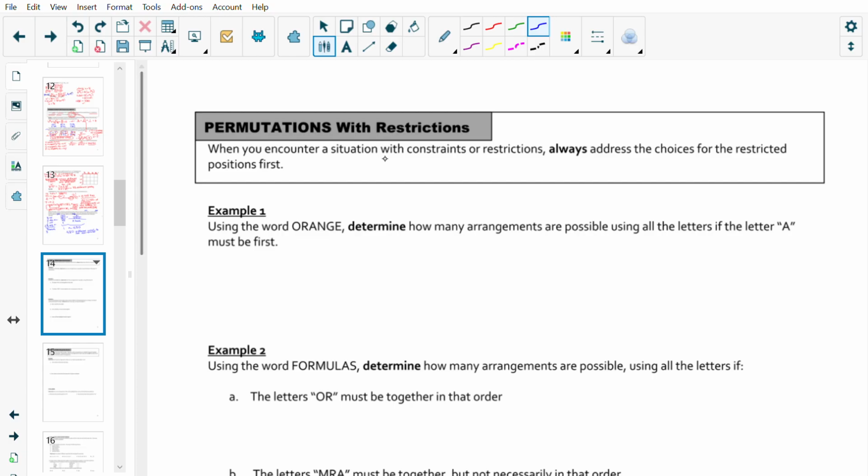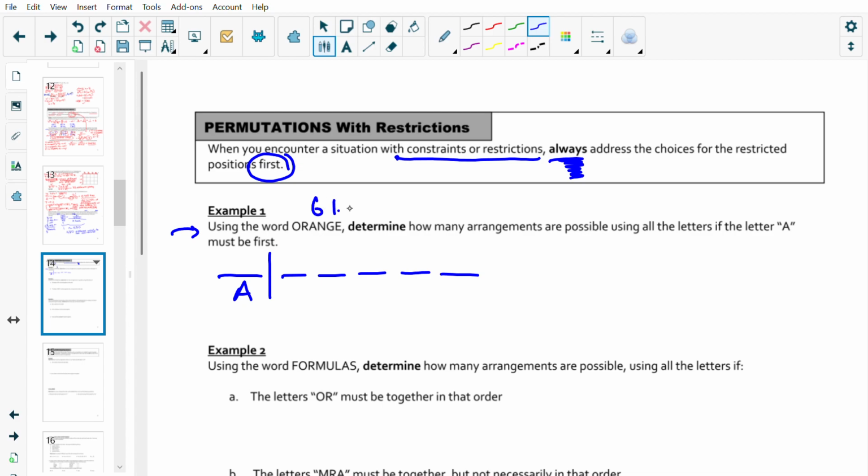Permutations with restrictions. When you encounter a situation with constraints or restrictions, always address the choices for the restricted positions first. Example: using the word orange, determine how many arrangements are possible using all the letters if the letter A must be first. Whenever we have these word order problems, I like to chart it out like this. The very first letter must be an A, and I draw a line to say that the rest of the letters are not restricted.